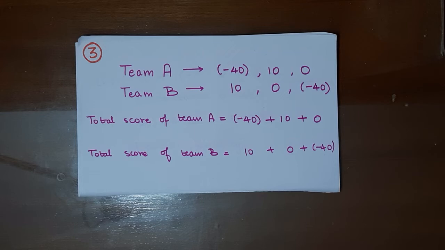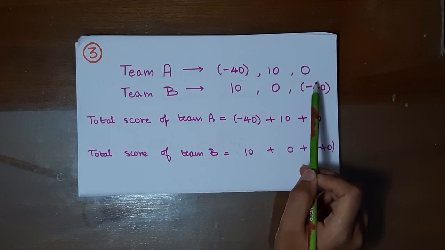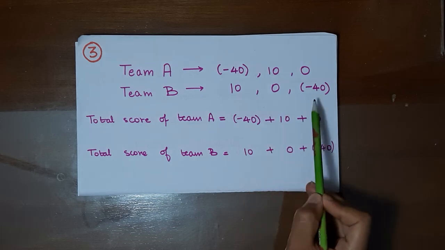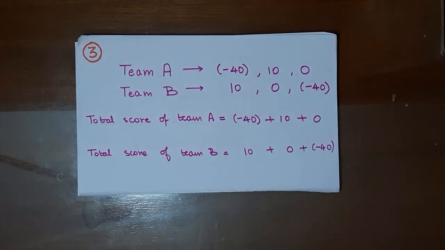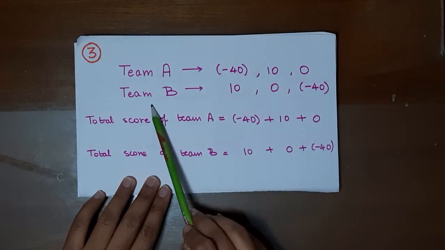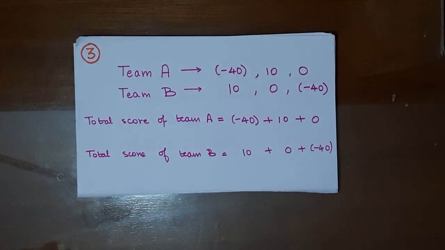In a quiz, team A scored minus 40, 10, 0 and team B scored 10, 0 and minus 40 in 3 successive rounds. Which team scored more? Can we say that we can add integers in any order? So lane ಕೊಟ್ಟಿದ್ದಾರೆ team A scored minus 40, 10, 0. Team B scored 10, 0, minus 40 in 3 successive rounds. First ಇವಾಗ which team scored more ಅಂತ ಕೇಳಿದ್ದಾರೆ.